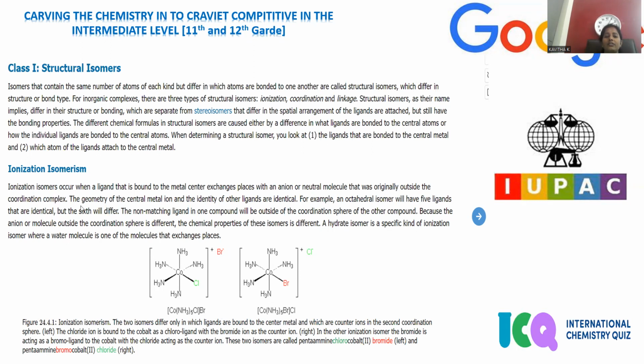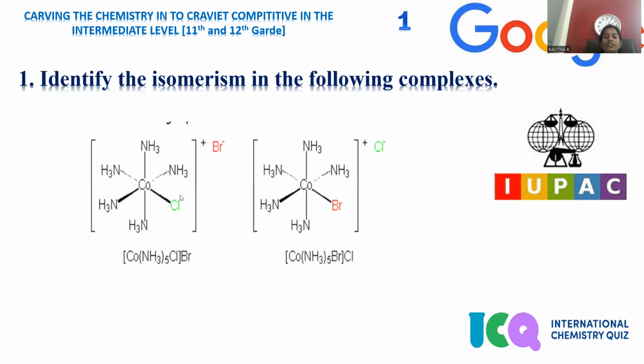Ionization isomerism occurs when ligands bound to the metal center exchange their places with an anion or a neutral molecule originally outside the coordination complex. Exchange of ions is possible around the central metal, by means of outer to inner sphere or inner to outer sphere. This is possible by means of ionization isomerism. Here is the simplest example: chloro with bromo is exchanged from inner to outer sphere like this. This is the way ionization isomerism is explained in this complex.